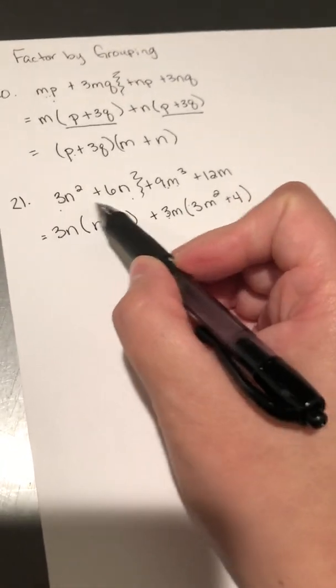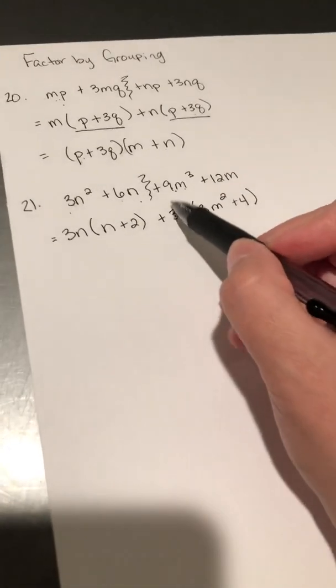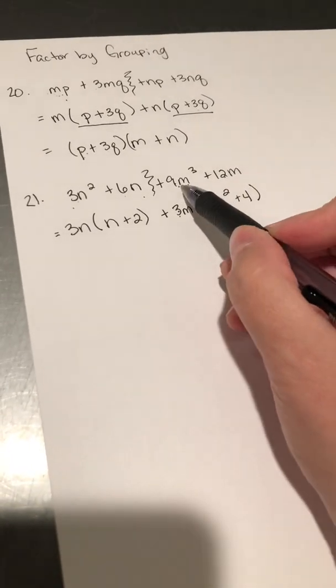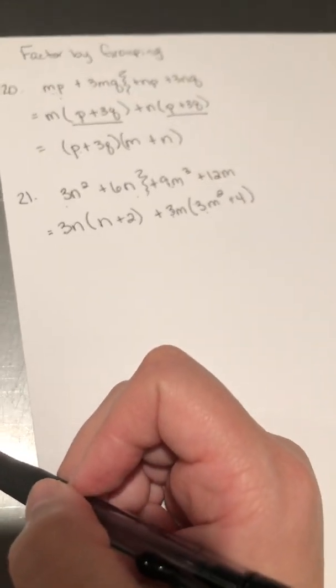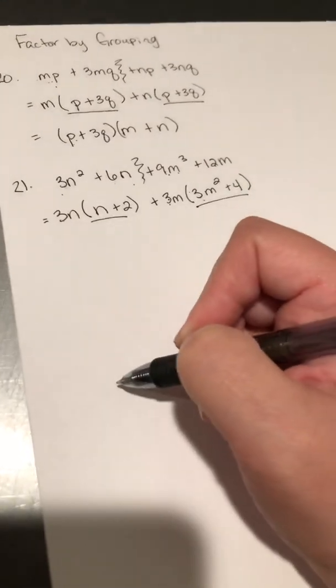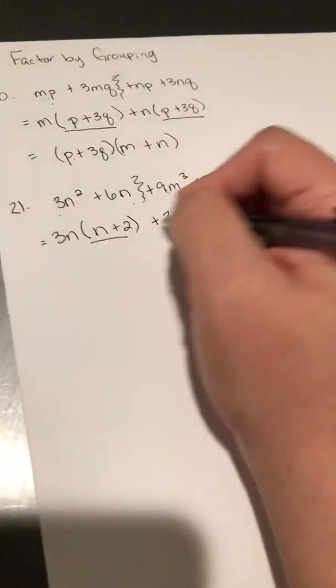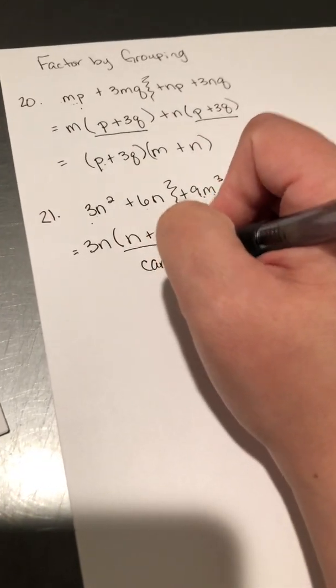You can say, okay, 3N times N is 3N squared, 3N times 2 is 6N, 3M times 3M squared is 9M cubed, and 3M times 4 is 12M. So you can always check, make sure you did that right. Now you'll notice that this does not match that, so this cannot be factored by grouping. If you do this and they don't match, then you cannot factor it by grouping.